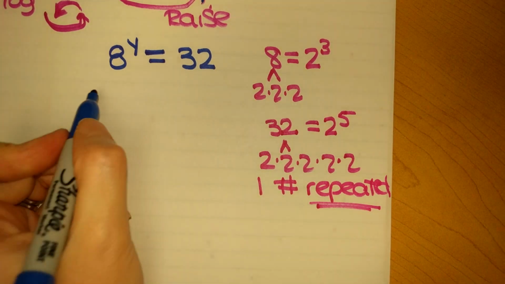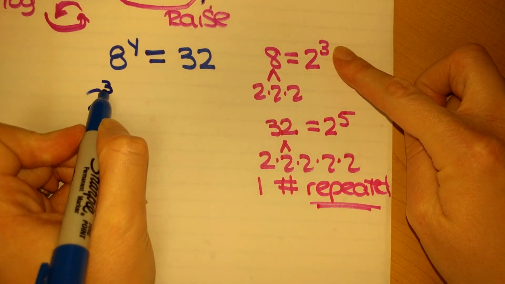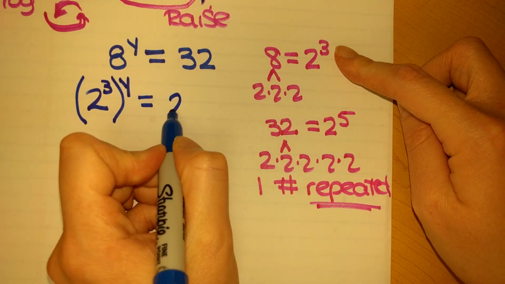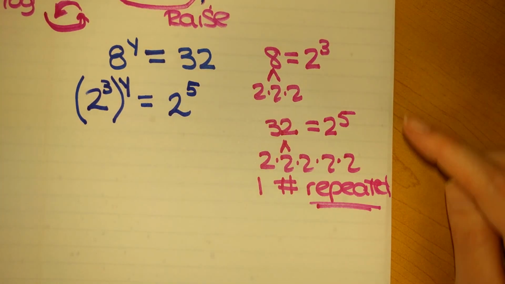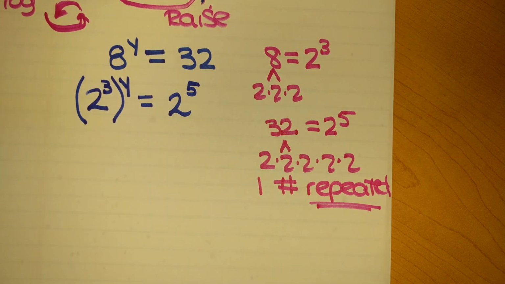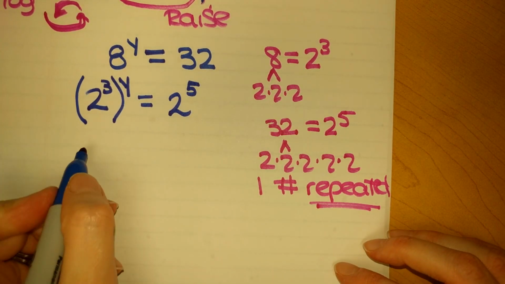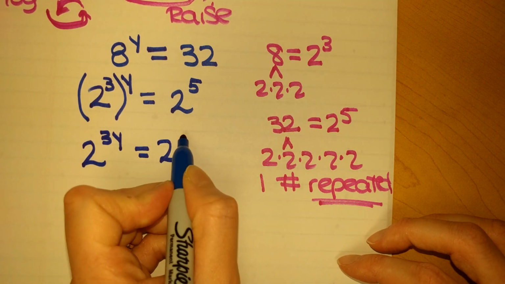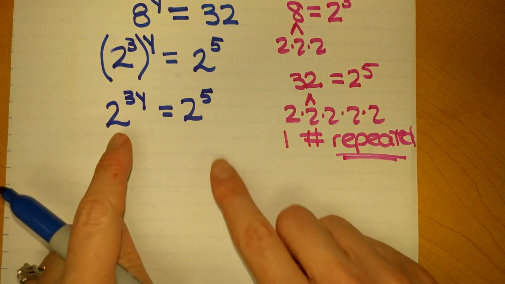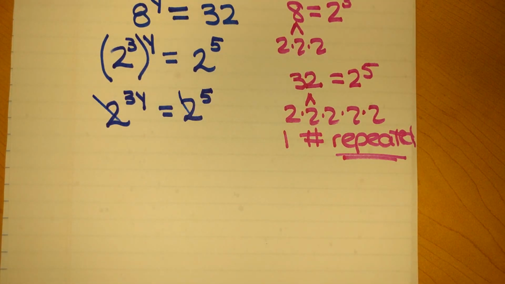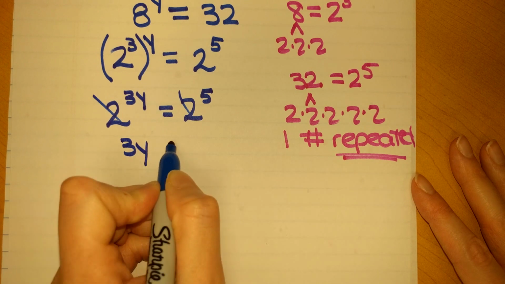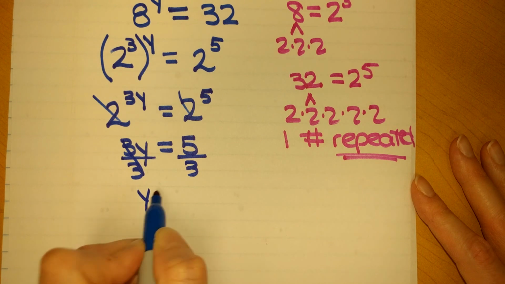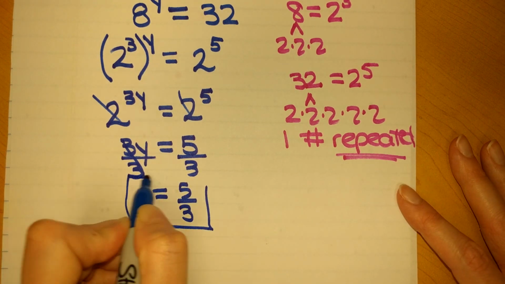So this 8 is going to become 2 raised to the third power, and all of that is then raised to the y power. The 32 gets 2 raised to the fifth power. Now, when you have parentheses and you have an exponent raised to another exponent, you multiply those two exponents together. So this is 2 to the 3y equals 2 to the fifth. Now that we have the same base, we can cancel out or say that they're equal. So the exponent 3y is equal to 5, and then just solve the resulting equation. You get y is equal to 5 thirds. So that is our answer.